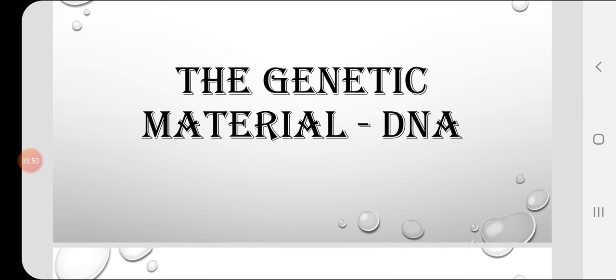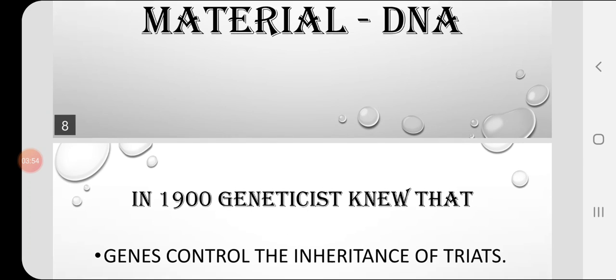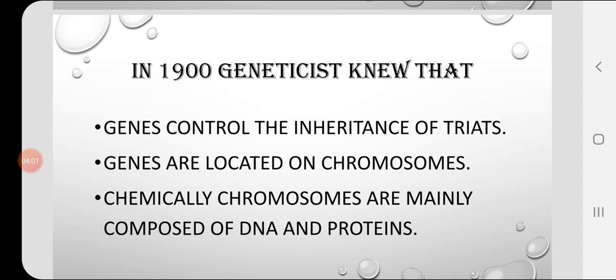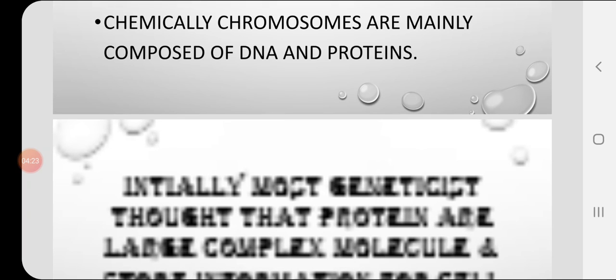The next topic that we are going to study is the genetic material DNA. In 1900, the geneticists knew that genes control the inheritance of traits. Everyone knew that genes control the inheritance of traits. You all have studied this in the third chapter, inheritance and variation. Genes are located on chromosomes. Chemically, chromosomes are mainly composed of DNA and proteins.